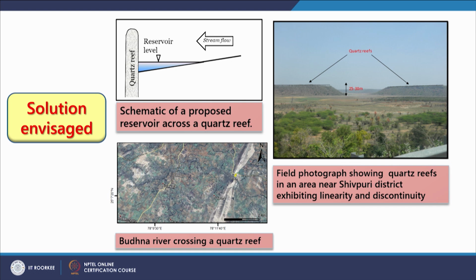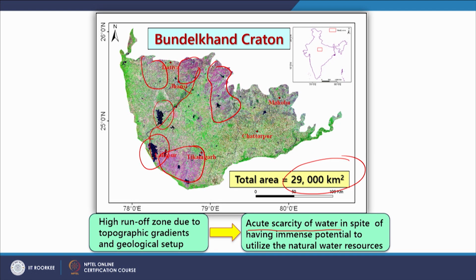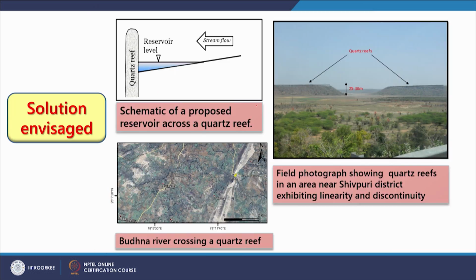Now, where exactly reservoirs should come and how to exploit these quartz reefs, which I discussed in an earlier discussion? Because if you see this image, there are hundreds of quartz reefs running northeast-southwest, and on the ground this is how they look. So, if we identify an area on the satellite image, like the one I am showing here, where a quartz reef is being breached by a stream, then this is the best place to construct a recharge structure or a small reservoir or a dam, because we can exploit these quartz reefs.